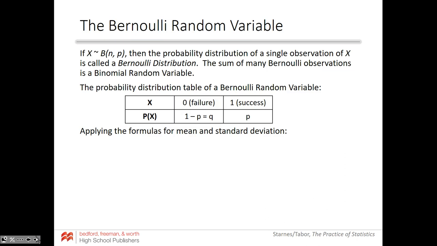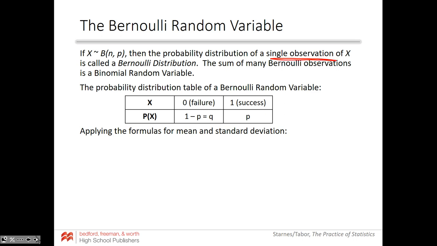So it's going to seem like I'm switching gears for just a second, but you'll see how this all comes together. We're going to talk about something called a Bernoulli random variable. If a random variable is binomial, capital B with n and p, then the probability distribution of a single observation, or a single trial.